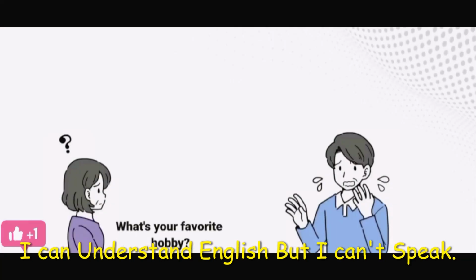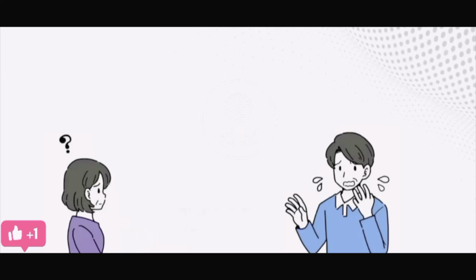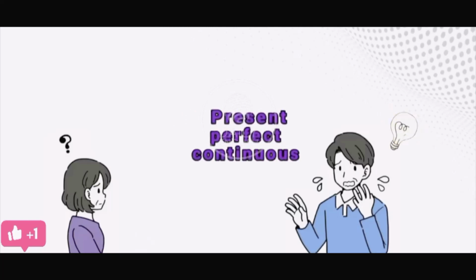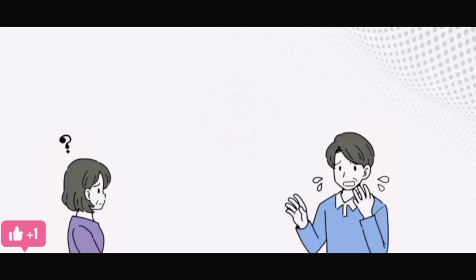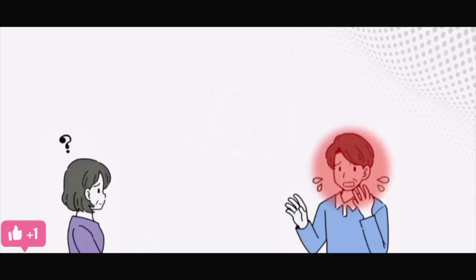What's your favorite hobby? Use simple present. What was it? Subject plus verb? I play tennis. Are you a good tennis player? Yes. I started 6 years ago, but I'm still doing it. Maybe I should use present perfect continuous. How? Subject plus have and has plus been plus ing? I have been playing tennis. Time. You forgot time. Use for. I have been playing tennis for... You know what? I should go. Present simple. Present simple. Go! No. Negative. Negative. Don't go! Ah, shoot!